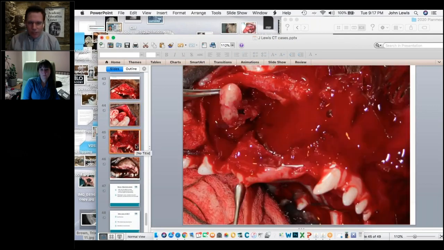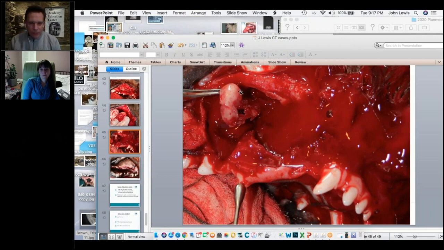Now, this is a very bloody surgery, as you can imagine. You can see this is something where having a blood product on hand is important. And in this case, Bocce did benefit from a transfusion during the procedure.